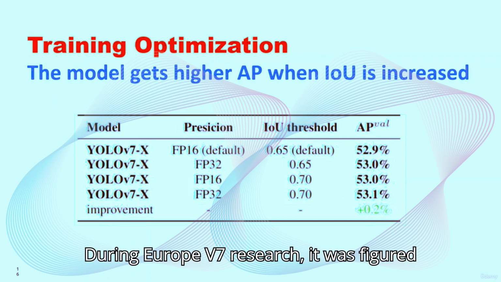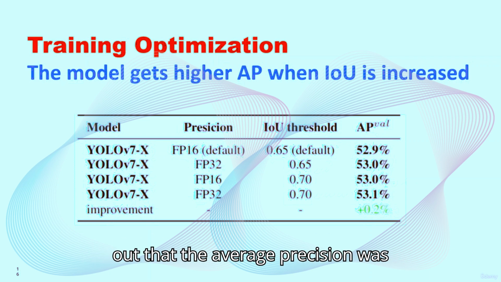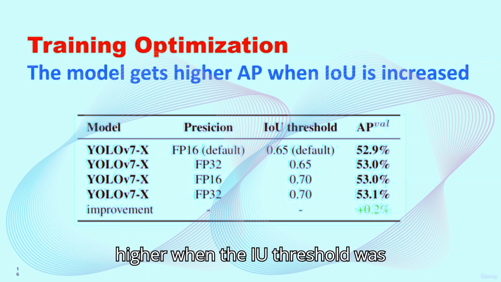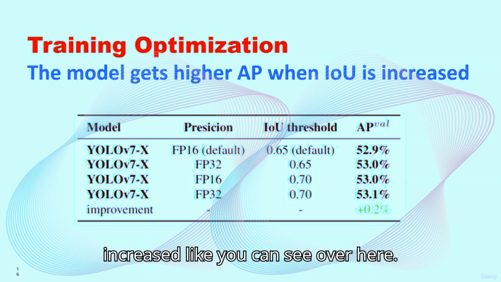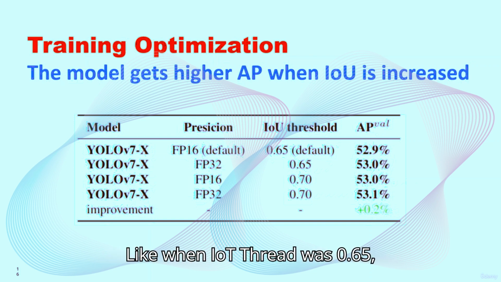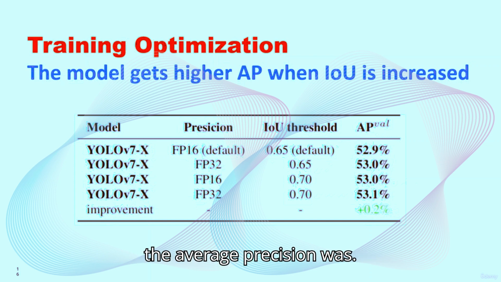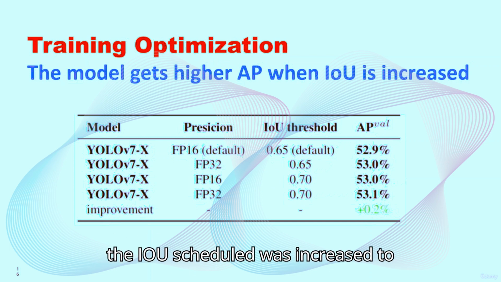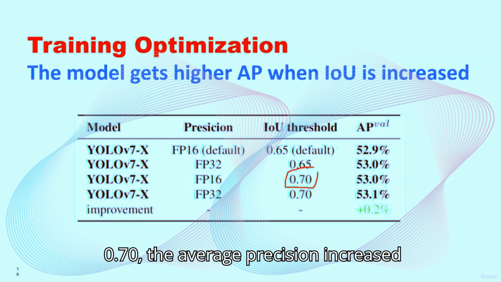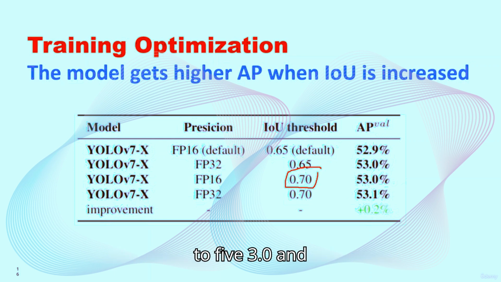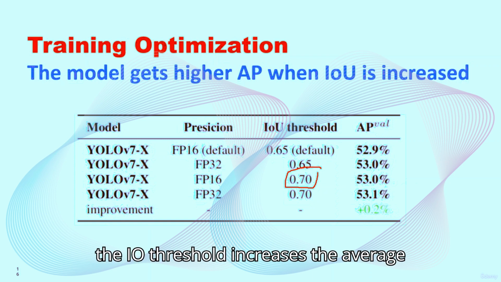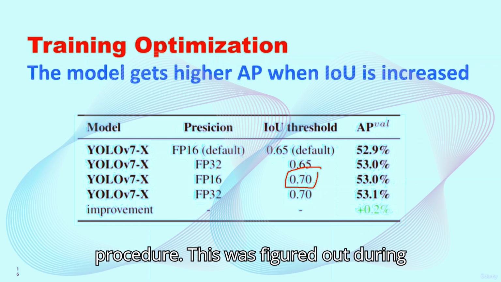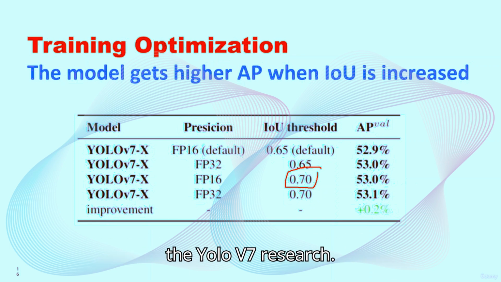During YOLO v7 research, it was figured out that the average precision was higher when the IOU threshold was increased. Like you can see over here, when the IOU threshold was 0.65, the average precision was 52.9%. And when the IOU threshold was increased to 0.70, the average precision increased to 53.0 and 53.1%. So increasing the IOU threshold increases the average precision. This was figured out during the YOLO v7 research.